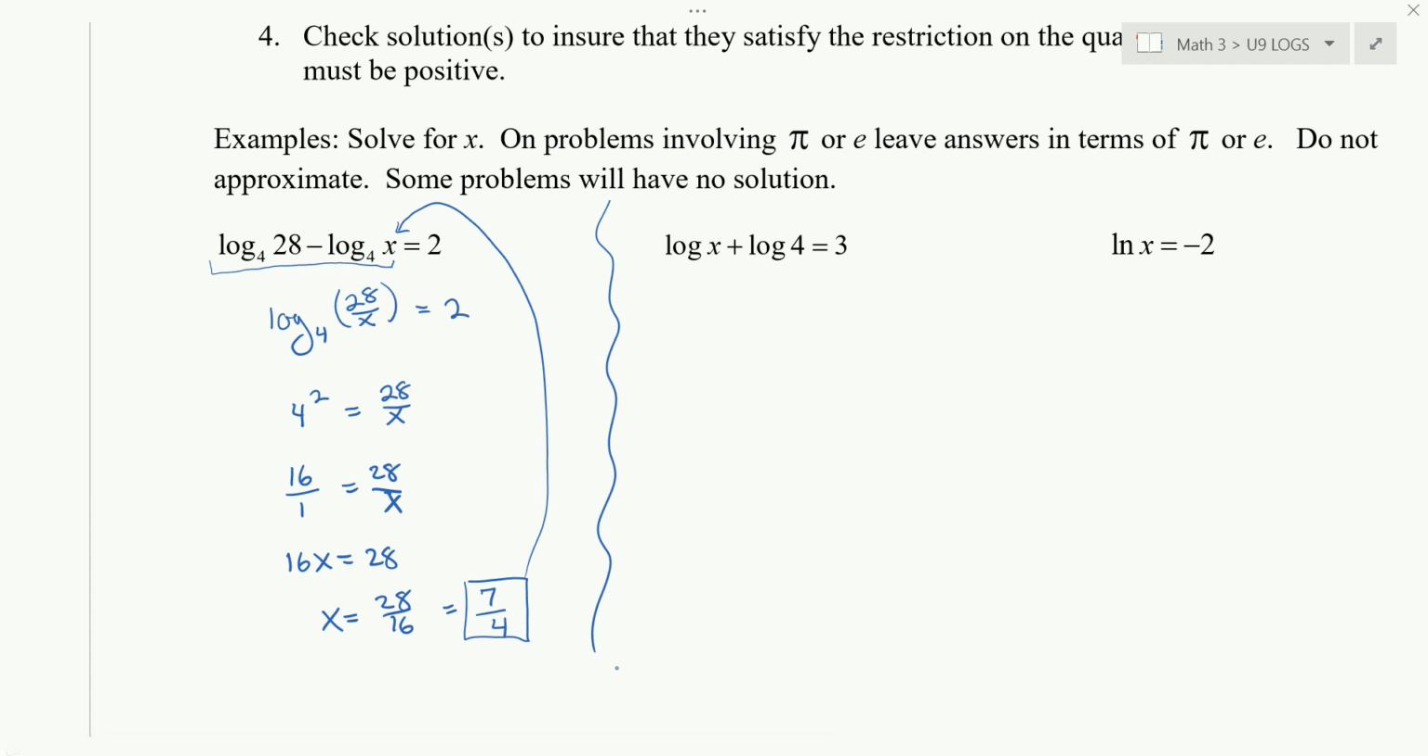So why don't you try the next one? Log x plus log 4 equals 3.